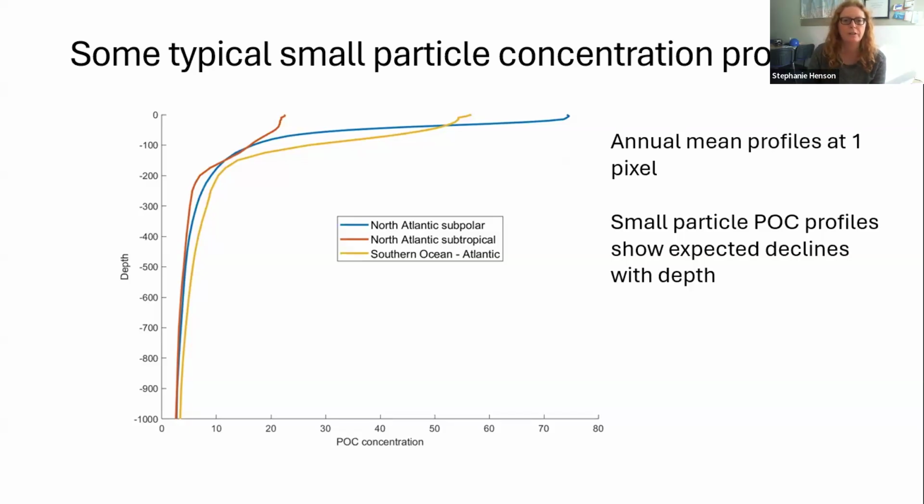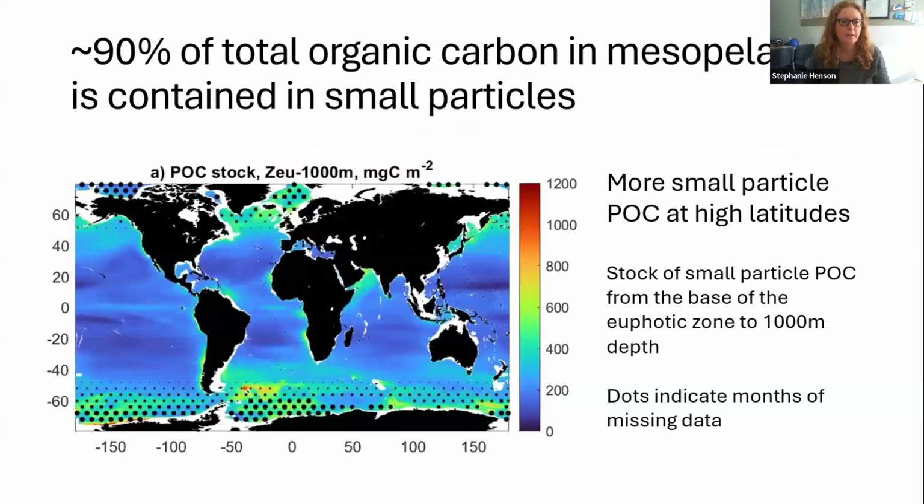For example, POC concentration at the surface is higher in the North Atlantic subpolar than it is in the subtropical regions. But you can also see that there are differences in the shape of the profiles and how much of the POC concentration at the surface is reflected at depth. So if we sum up over every pixel how much small organic carbon there is in those particles, we find this map on the left. This is the POC stock from the base of the photic zone to 1,000 meters depth.